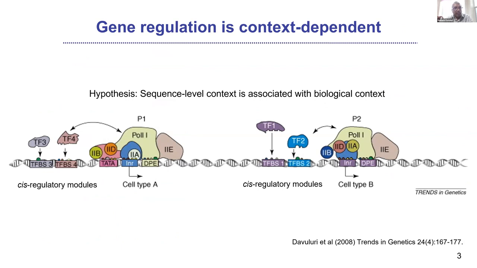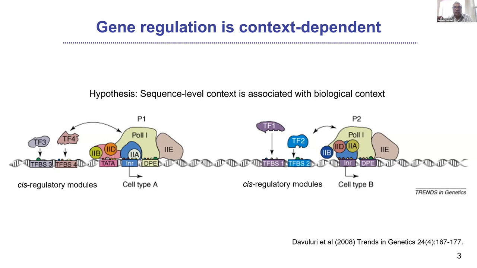So what is the context here? In this cartoon, which we have published as a review in Transient Genetics some time ago, there are 2 different core promoters, P1 and P2. At P1, a complex of maybe 50 to 60 proteins combine and bind to that core promoter. At P2, maybe homologs of those proteins form a different complex and activate P2. Similarly, TF3, TF4 could be binding in the proximal promoter of P1, whereas TF1 and TF2 bind to the proximal promoter of P2.